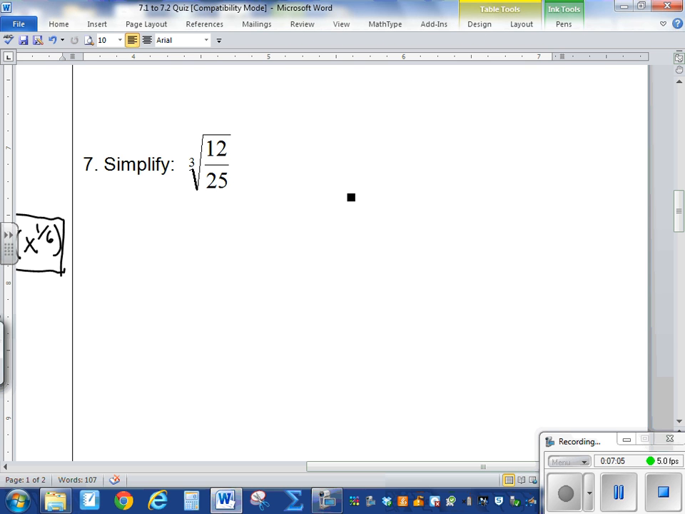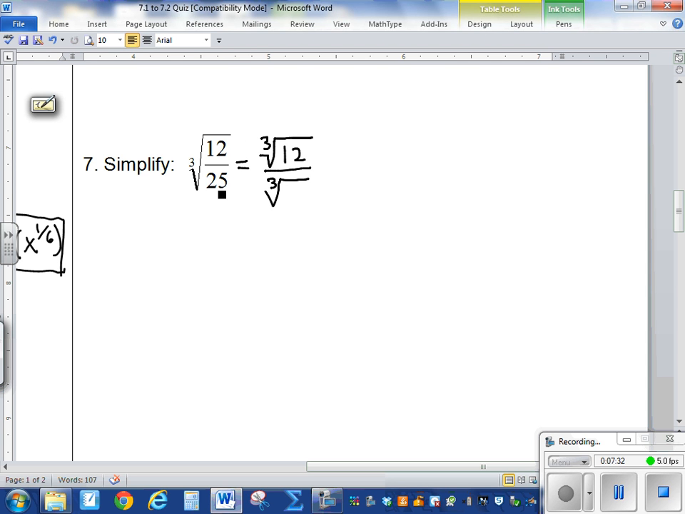Next one. Third root of 12 over 25. 12 over 25 doesn't reduce, so we've got to start working with this one. One way you can approach this, a lot of you are messing up with the fancy one thing I was teaching you, so I do want you doing this. So break it up into the third root of 12 over the third root of 25.